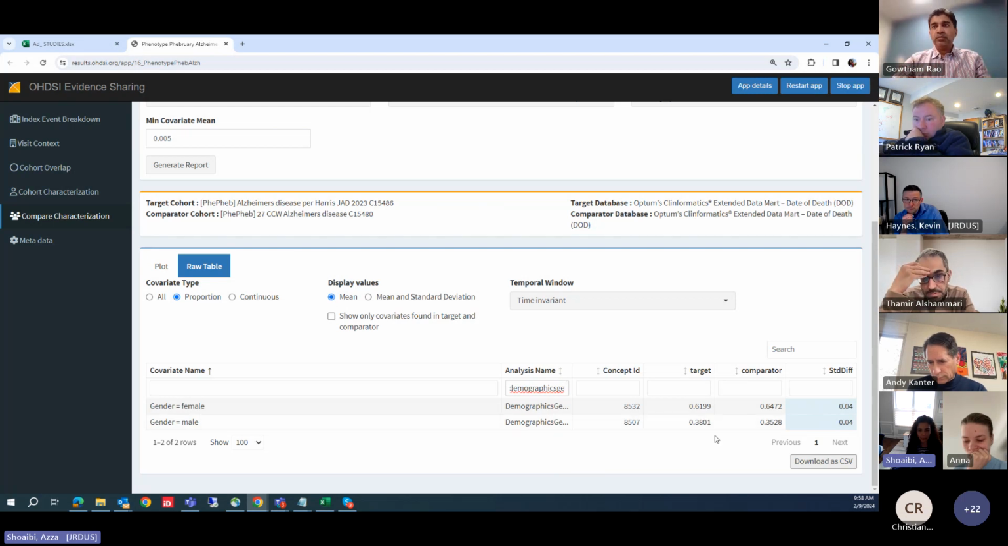61 being female to 38 in Harris, 64 to 35 in CCW. So even though you change the magnitude of the people you're picking, change the incidence rate, and have a different distribution of how people enter the cohort, your gender composition is still the same, which is good. Your age distribution is slightly different.